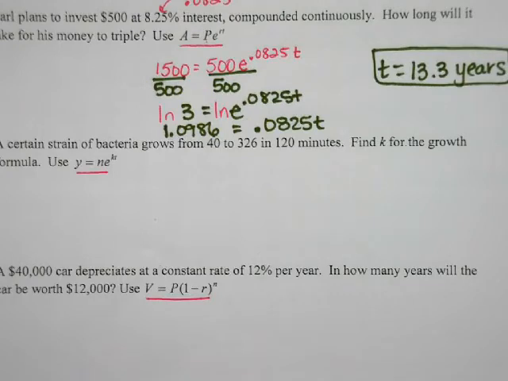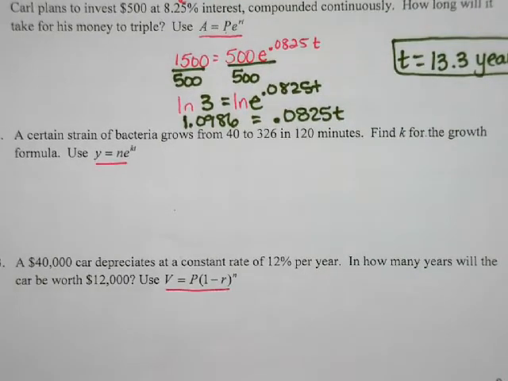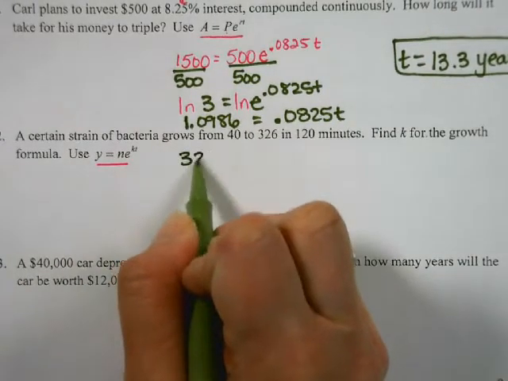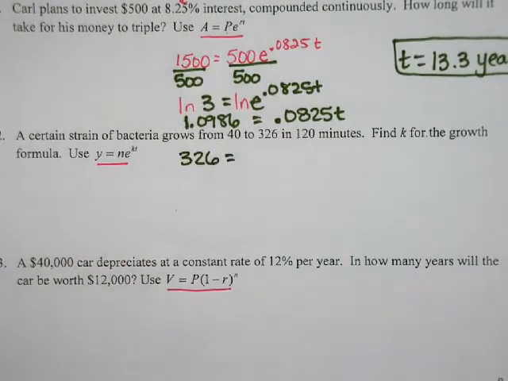Okay, you ready to try another one? Number 2 says, a certain strain of bacteria grows from 40 to 326 in 120 minutes. Nasty. Find K for the growth formula. Use Y equals N E to the KT. Okay, so what's my ending amount? 326. What's my starting amount? 40.